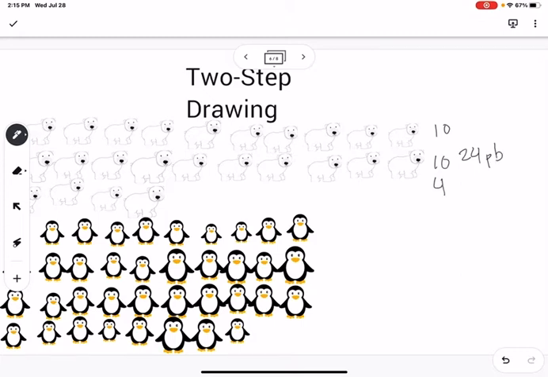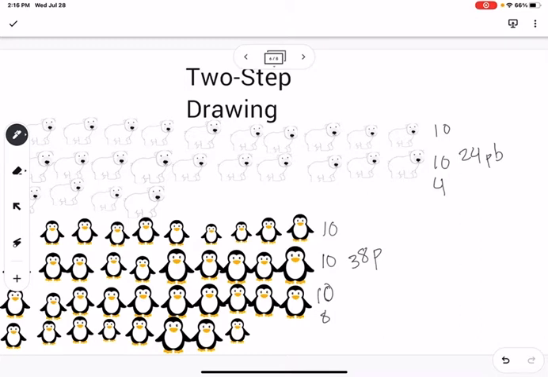And then with our penguins, this top row has 10. This second row has 10. This third row has 10. Okay. And this bottom row has 8, which gives us our 38 penguins. And I'll just put P for penguins. So we have 24 plus 38. We could do multiple ways of solving this.